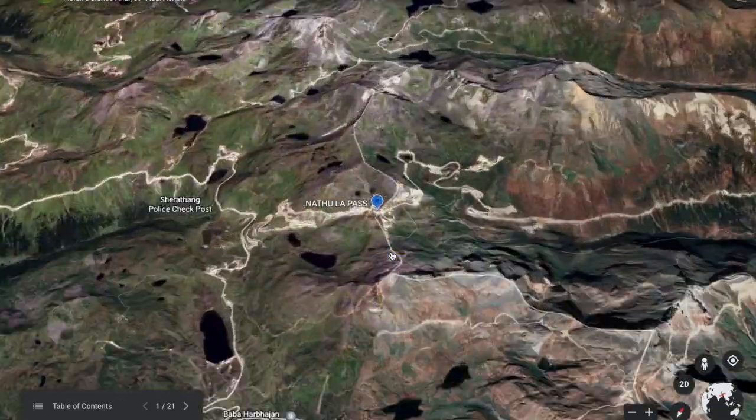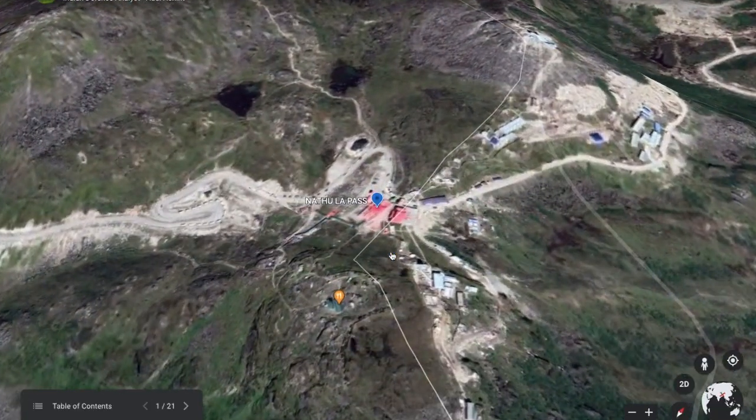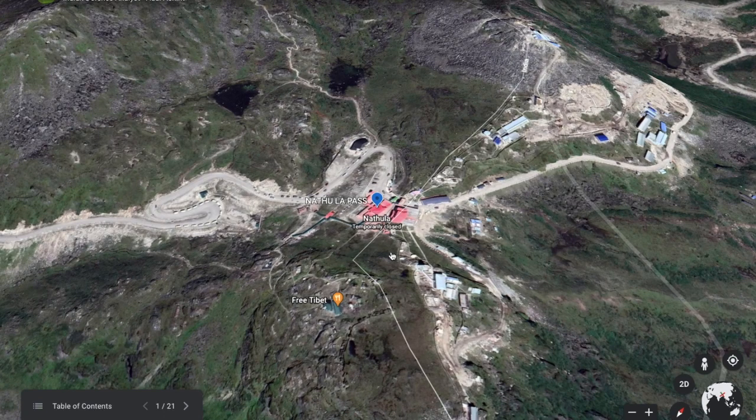Nathula, located at an altitude of 14,140 feet, is about 54 kilometers from the capital of Sikkim, Gangtok, and is one of the 3 open trading borders between India and China. The others are Shipkila in Himachal Pradesh and the Lipu Lake Pass in Uttarakhand. It is also one of the 5 border meeting points between the Indian Army and the People's Liberation Army of China.